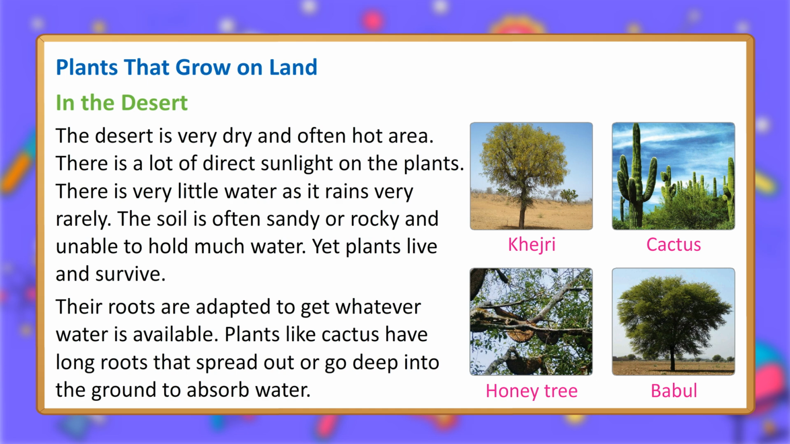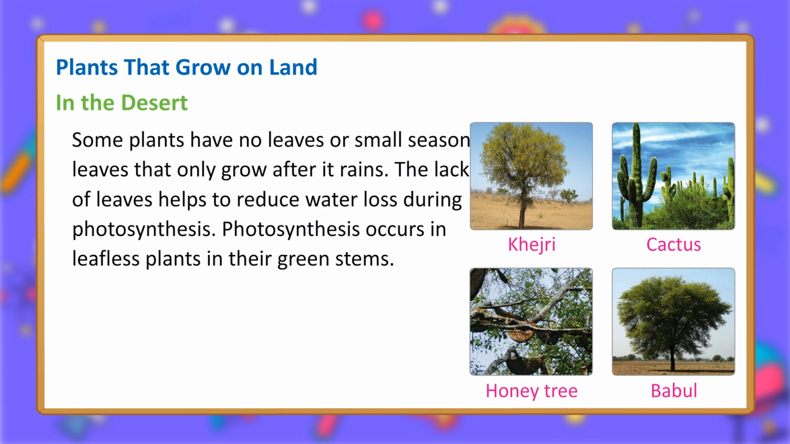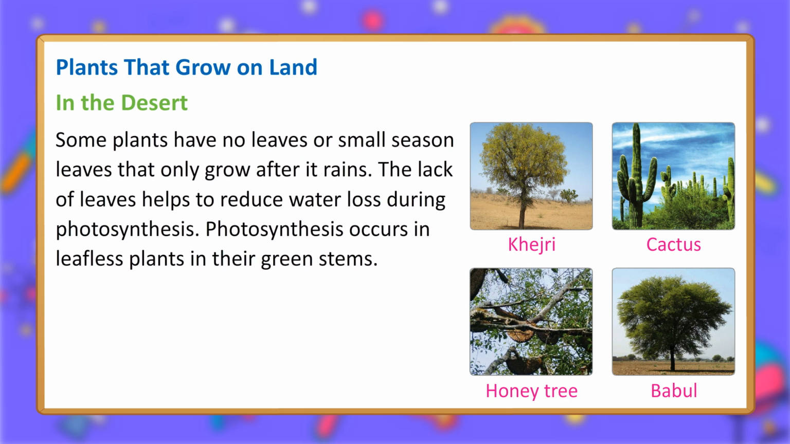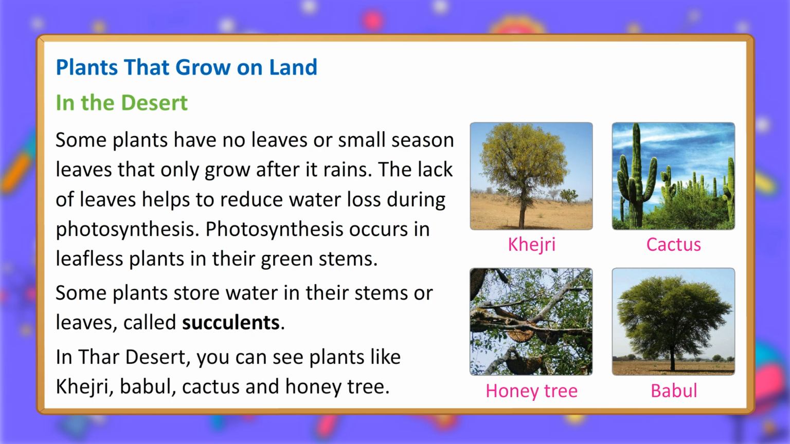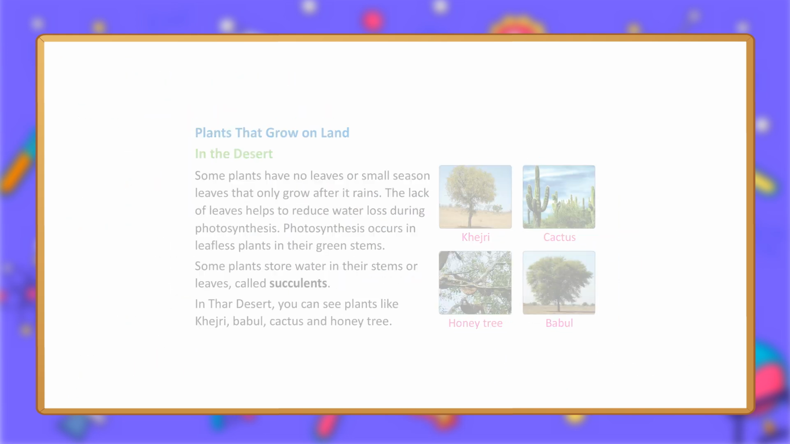Plants like cactus have long roots that spread out or go deep into the ground to absorb water, or small seasonal leaves that only grow after it rains. The lack of leaves helps to reduce water loss during photosynthesis. Photosynthesis occurs in leafless plants in their green stems. Some plants store water in their stems or leaves, called succulents. In Thar Desert, you can see plants like khejri, babul, cactus and honey tree.